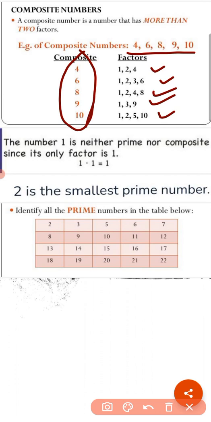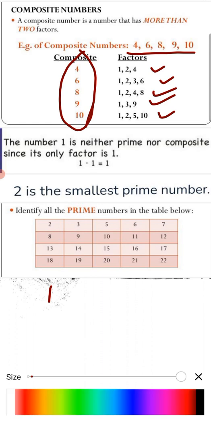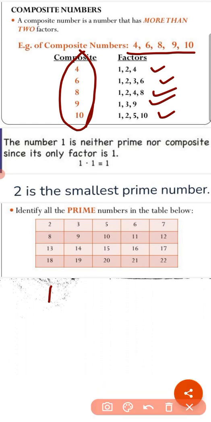Then children, the number 1. 1 is neither prime nor composite. What is the meaning of that? 1 is neither prime nor composite. That is, 1 is not a prime number, not a composite number.